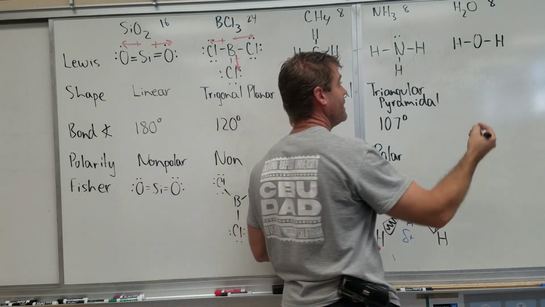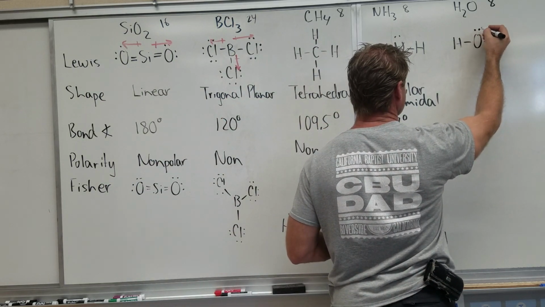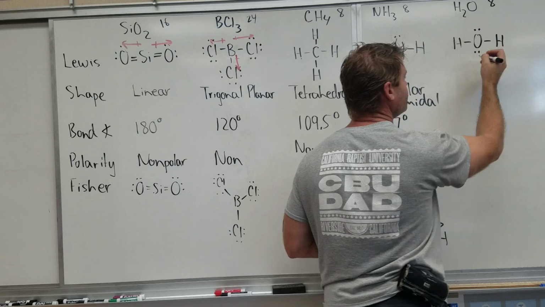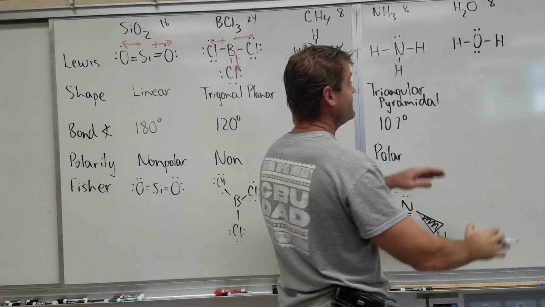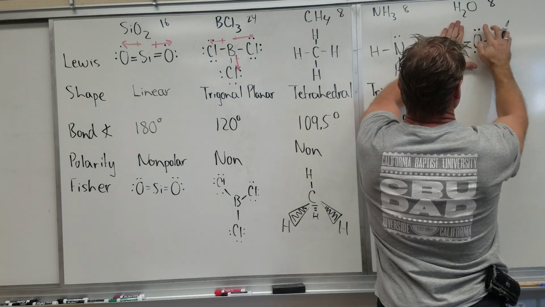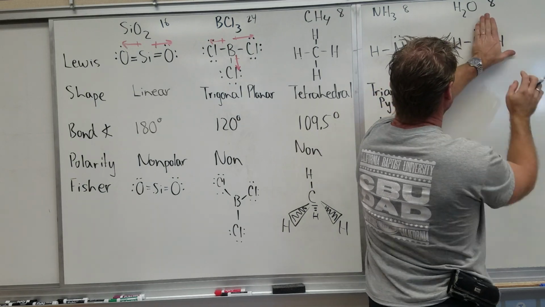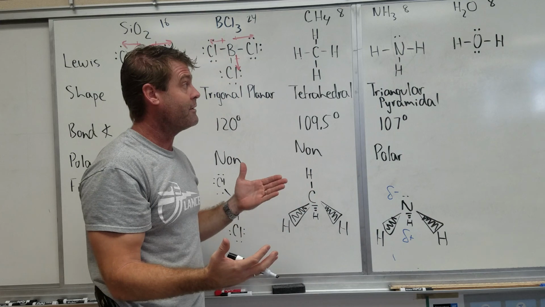I have to show them as lone pairs. I would hope you would put them on the oxygen. If you guys put them on the hydrogen, you're going to be off because you're going to count the electrons and it's not going to be right. So then I check to see if the octet's satisfied. 2, 4, 6, 8, we're good there. And each hydrogen has 2, which is what I would expect for hydrogen.